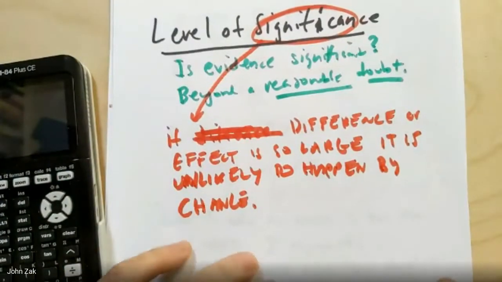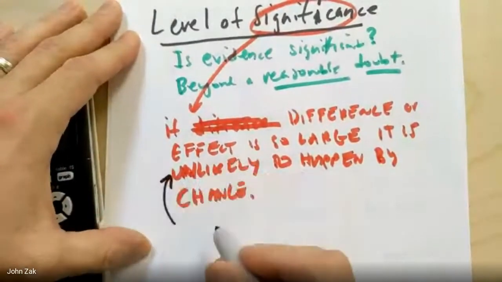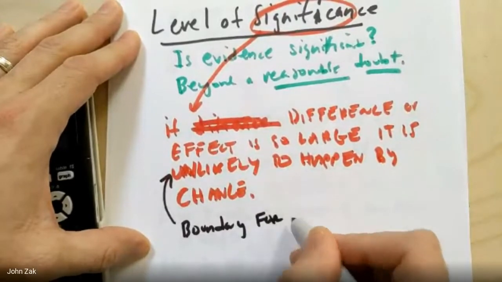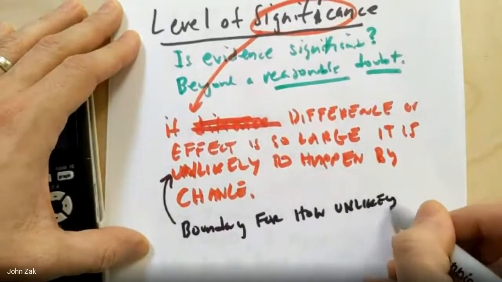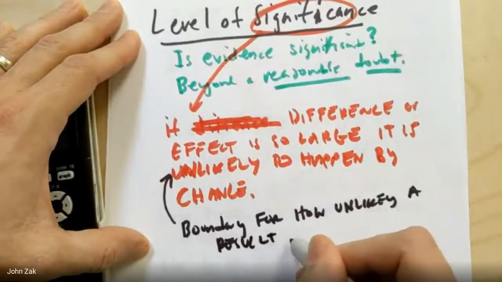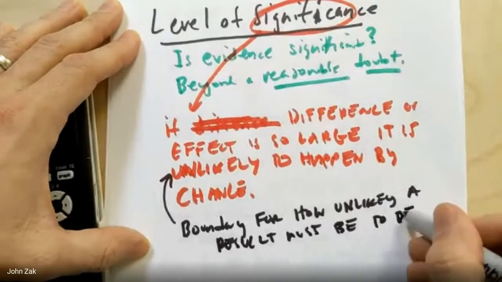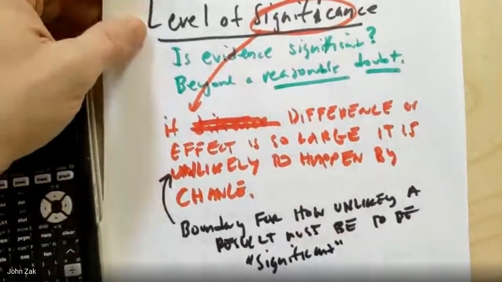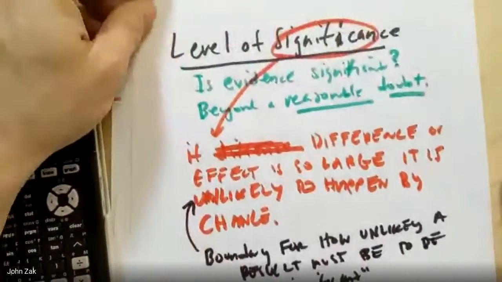So the level of significance is going to be a boundary, right? It's a boundary for how unlikely something has to be, how unlikely a result must be to be significant, right? How unlikely will a result have to be considered really, really significant, right?